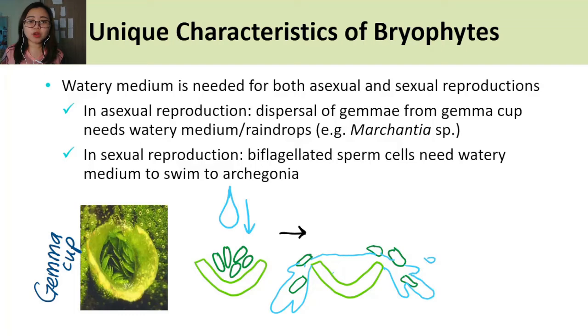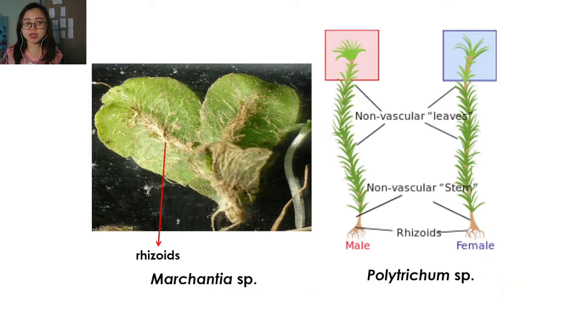For the example of sexual reproduction, this one, it needs water because bryophytes produce biflagellated sperm cells. So the sperm of bryophytes can swim. They need the watery medium to swim to the archegonia, which is the female part of the bryophytes. Okay, so yeah, this is an example of bryophytes.